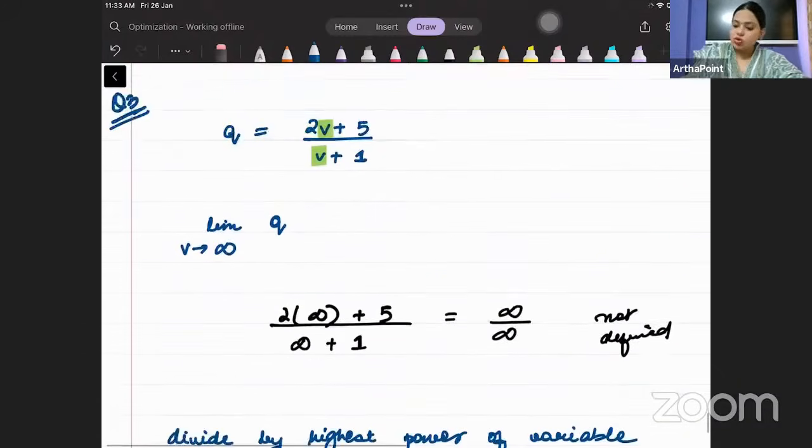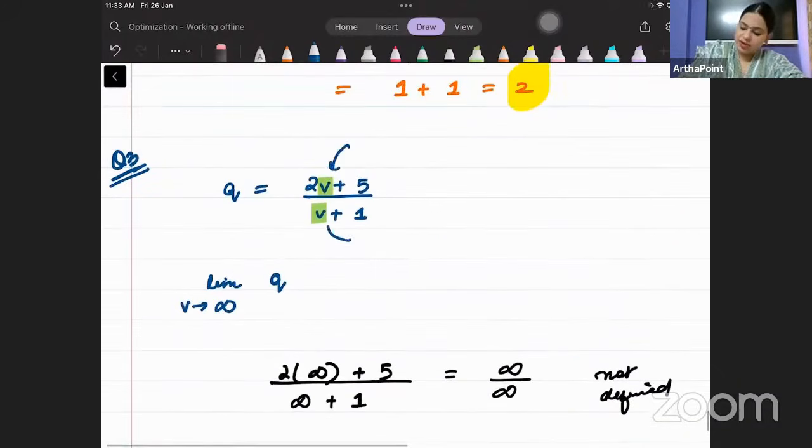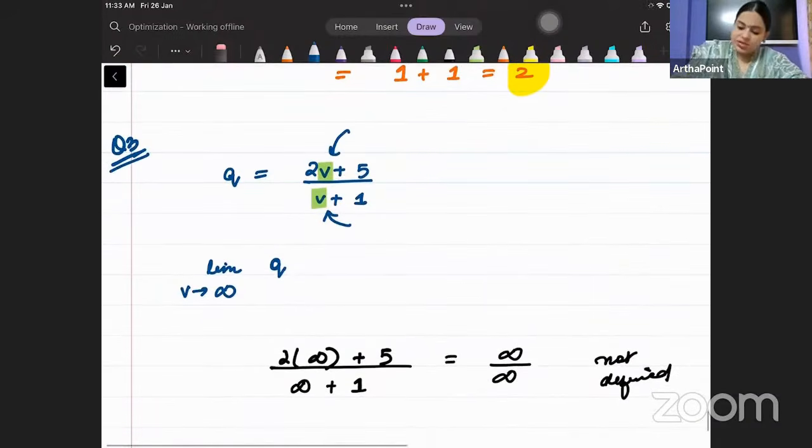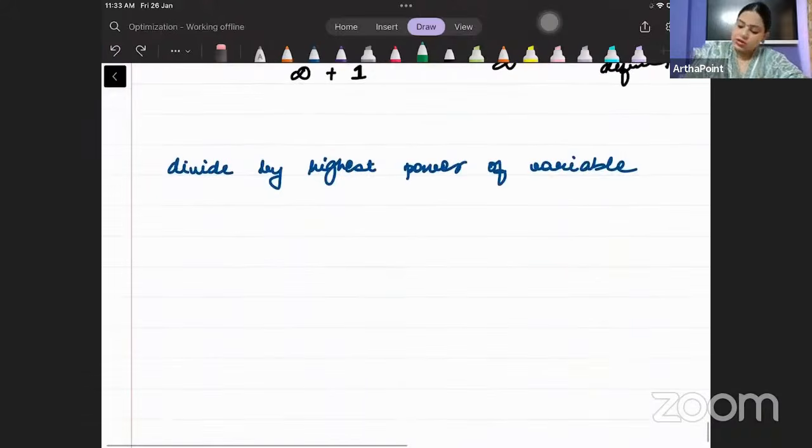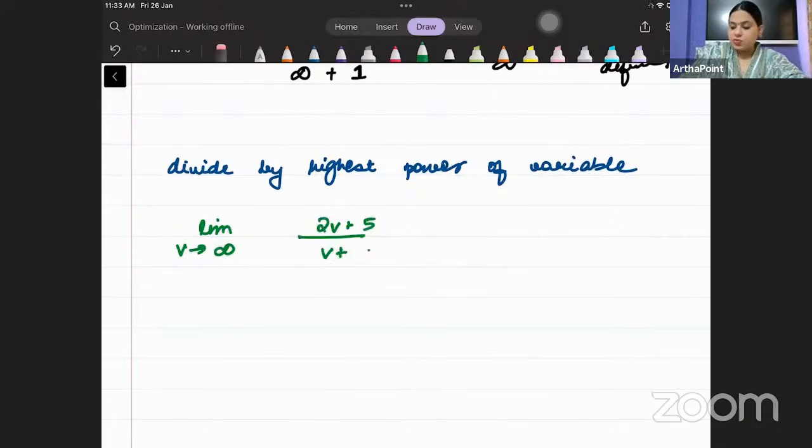But in this case, numerator and denominator have the same power. V का power same ही है, 1. So I will divide by v. But supposedly यहाँ पर v square होता. Suppose this would have been v square. Then numerator and denominator को you should divide by v square. So you will divide it by the highest power. ठीक है? So beta, limit v tends to infinity 2v plus 5 upon v plus 1.